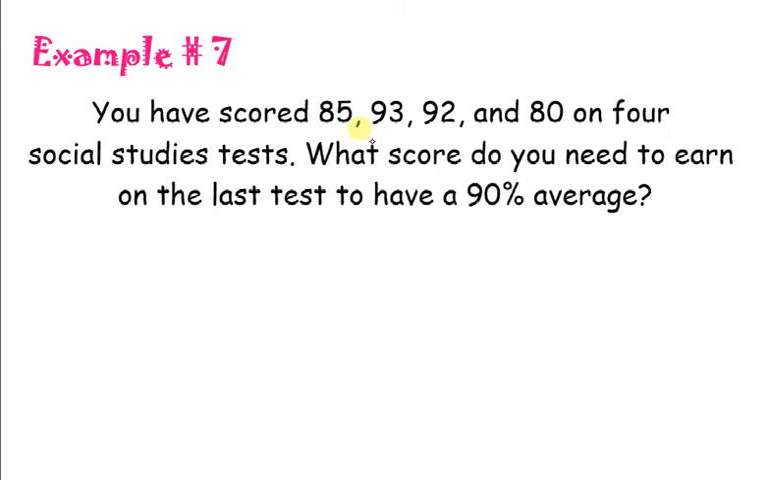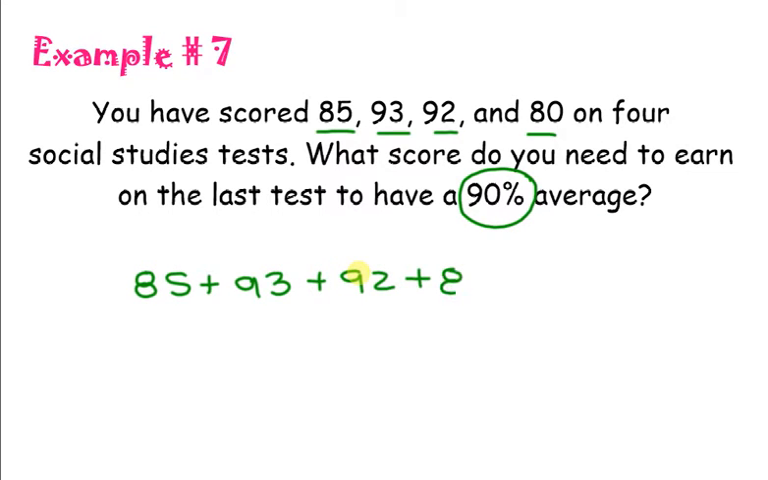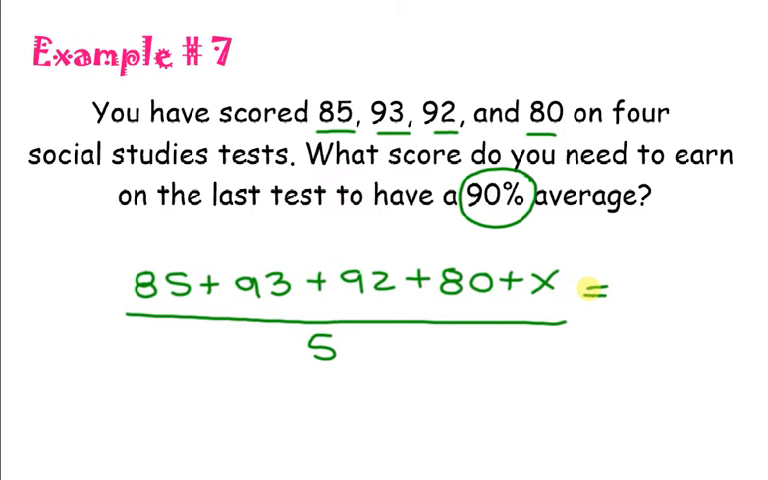All right, example number 7. You scored an 85, a 93, a 92, and an 80 on 4 social studies tests. What score do you need to earn on the last test in order to have an average of 90%? So we have 85 plus 93 plus 92 plus 80, and we always end with plus x. All of that divided by 1, 2, 3, 4, 5, equals, and we want an average of a 90.